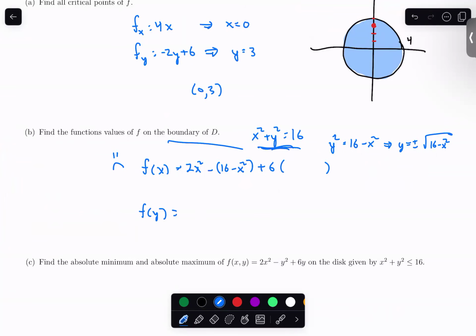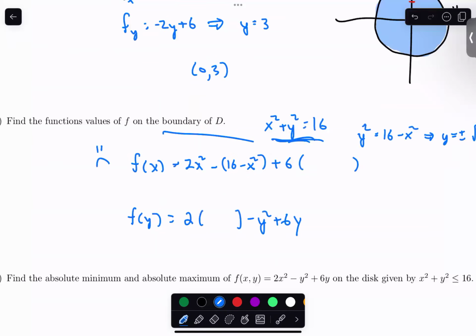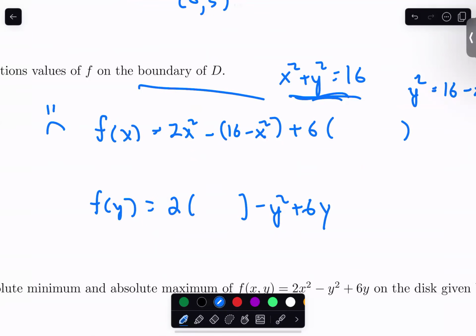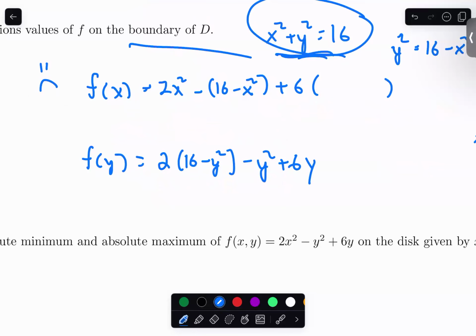So if I was to get all y's, that means 2x squared minus y squared plus 6y. So I need to swap out my x squared here for some number of y's. And according to my boundary equation, we know that x squared is equal to 16 minus y squared. So 16 minus y squared. No square roots required. So now this function right here works for any y values. And so this is the one that I'd like to go with.